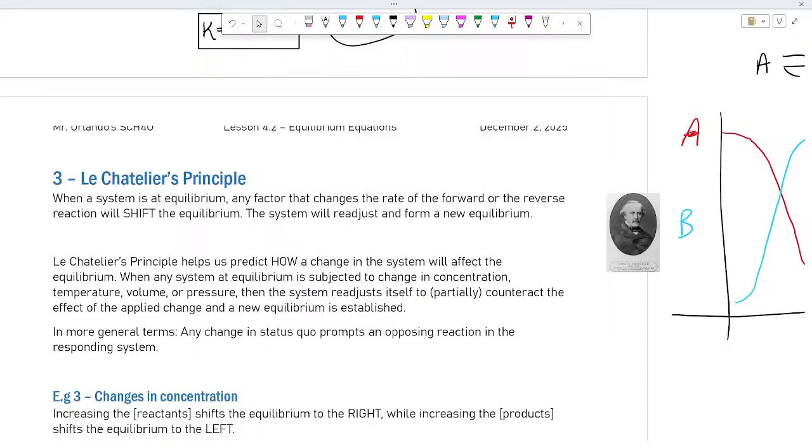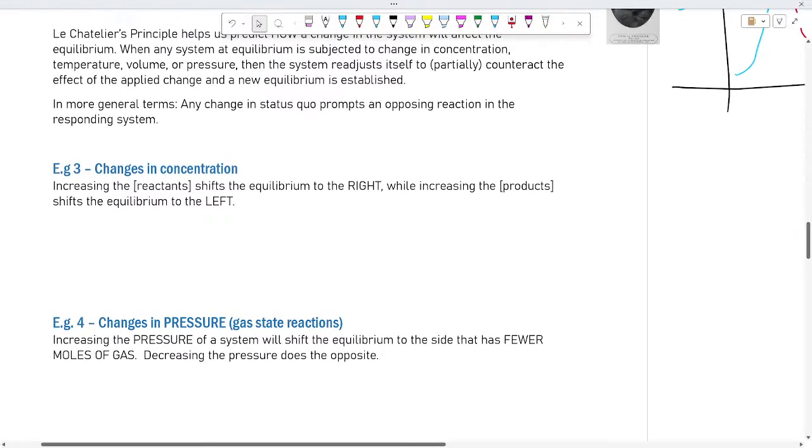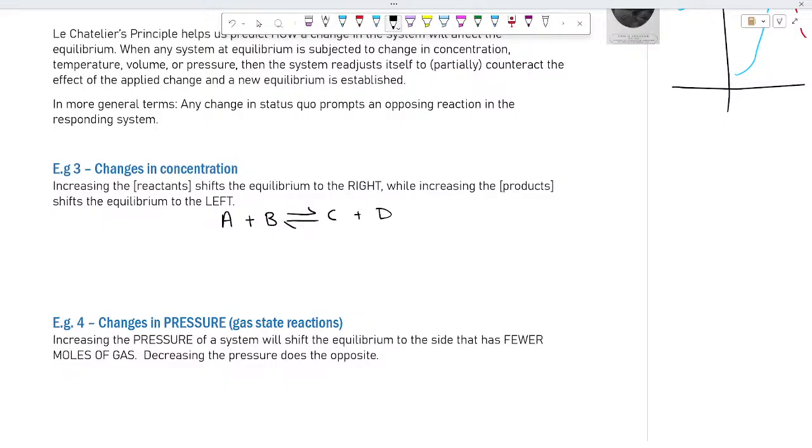So, let's actually look at that. Let's say we have A plus B in equilibrium with C plus D at equilibrium. All right? If we were to, hypothetically speaking, add more A, which way would the equilibrium shift? Would we produce even more A and B, or would we produce more C and D?